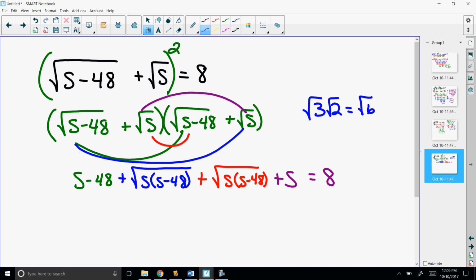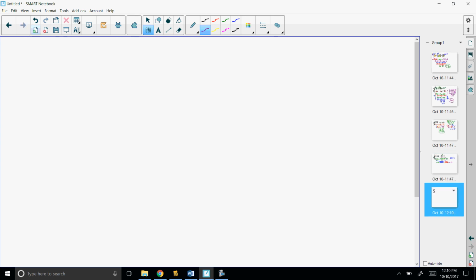That's looking pretty messy, right? Could you do it? Yeah, you could finish solving that. Or would you rather see a different method that might be less messy or complicated? Let's look at another method. So let's change that and copy the problem. It was the square root of s minus 48 plus radical s equals 8.